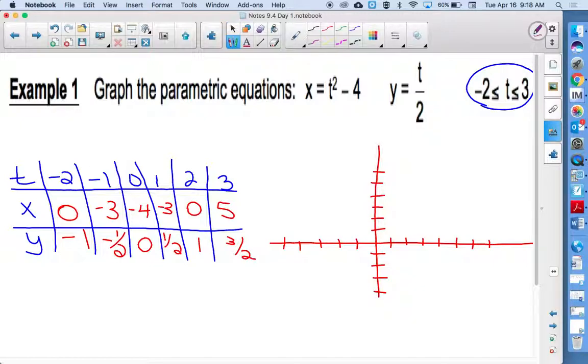And then plot the points. So you're starting with the first ordered pair. So you're graphing 0, -1. You're not graphing the -2 value for time. We use time to create x and y values.